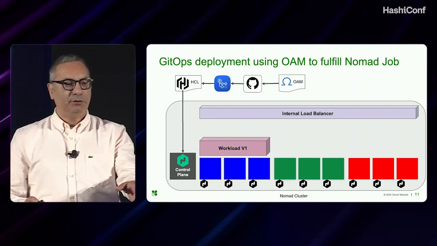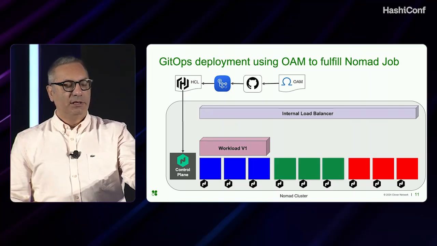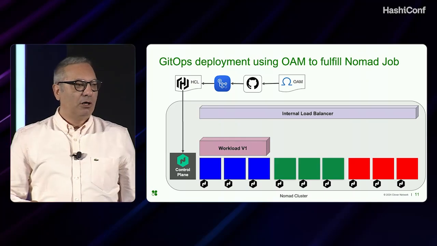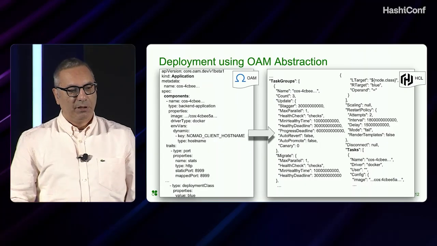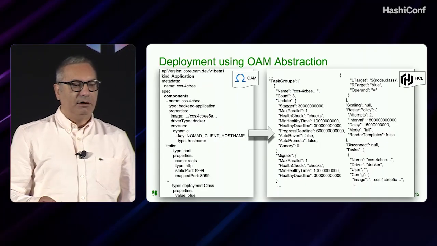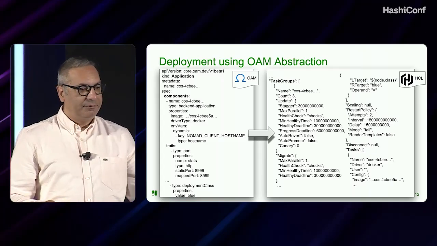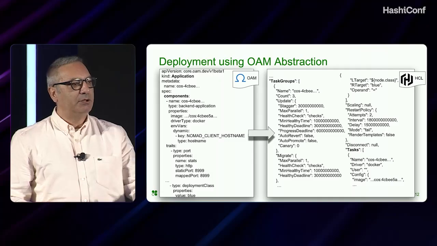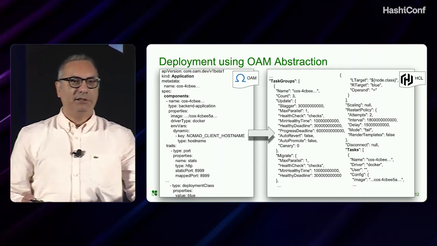The OAM file is submitted to Git, so we do a GitOps operation, then there is a GitHub Action, and that is transformed into HCL, applied to Nomad, and we deploy the workloads. So if you look at the way OAM is defined, on the left, or your right, it is basically composed of two parts: the components part and the traits part.